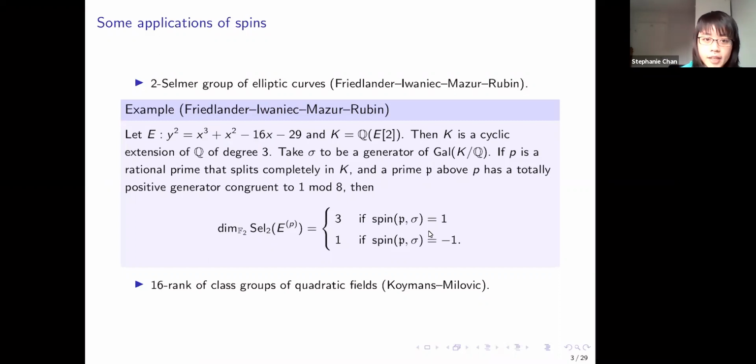Then you might also expect that it appears in class groups of quadratic fields as well. Koymans and Milovic have done some work on the 16-rank of class groups of quadratic fields, where spins also naturally appear, and they studied the distribution of values of spins in that setting.